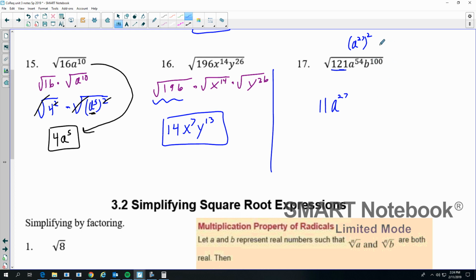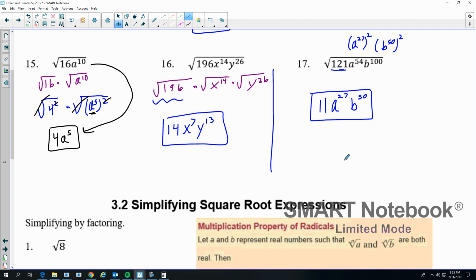And then right here, same thing with the b. I could look at that as b to the 50th power squared, because power to a power you multiply. Same thing as b to the 100. And so the radical is canceling out that power of 2. And so that leaves us with b to the power of 50. And there you go. Okay?